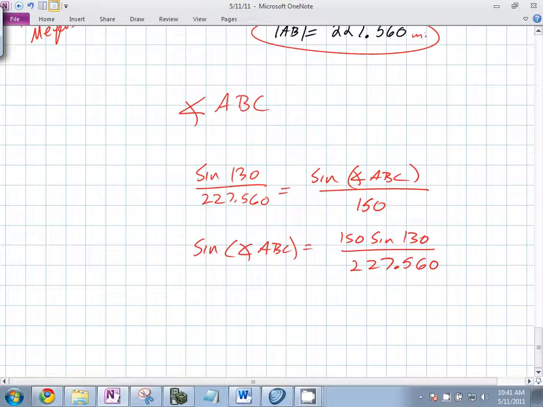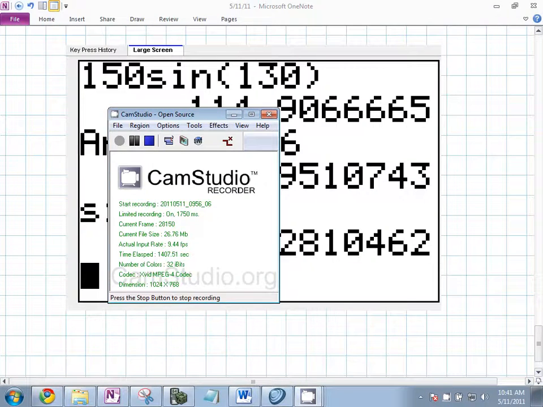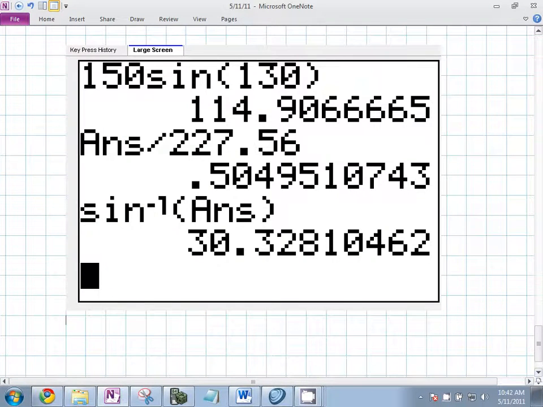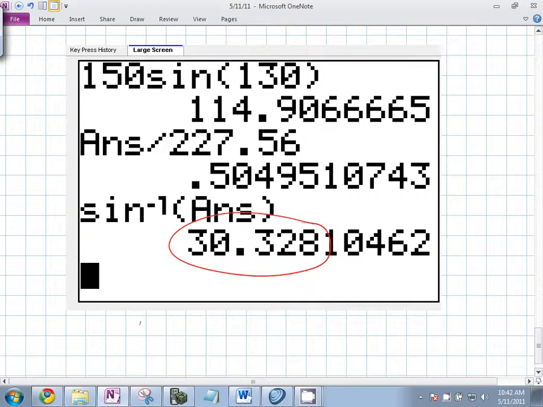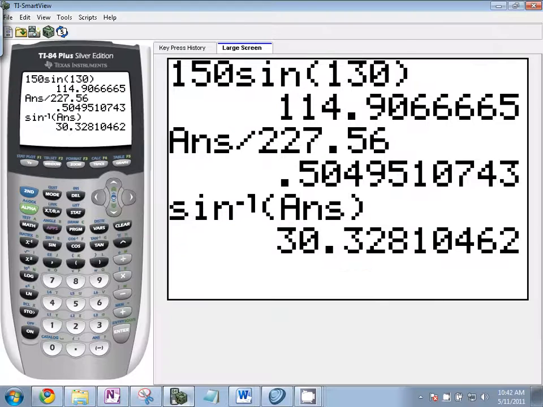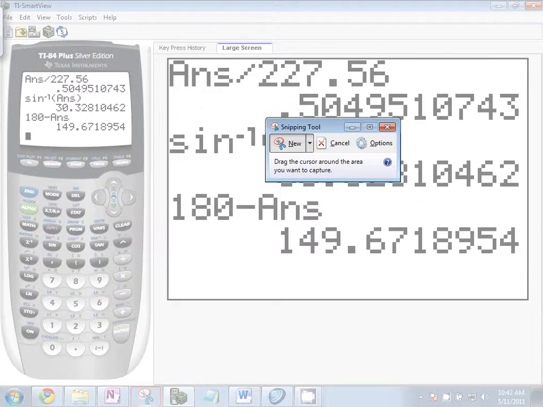And did anybody, I'll pause. So you end up with that angle, 30.328. Is that our final answer? No, we want 180 minus that. And remember, on your calculator, when we did this out, it's just 180 minus that, and we get, bingo. So what angle does the plane need to turn?